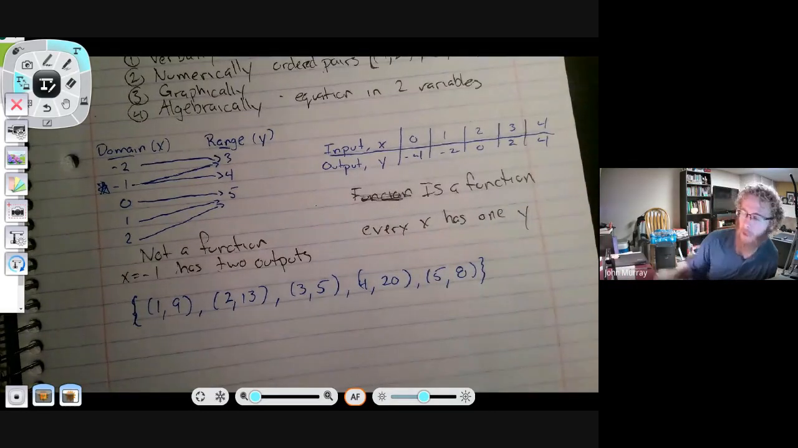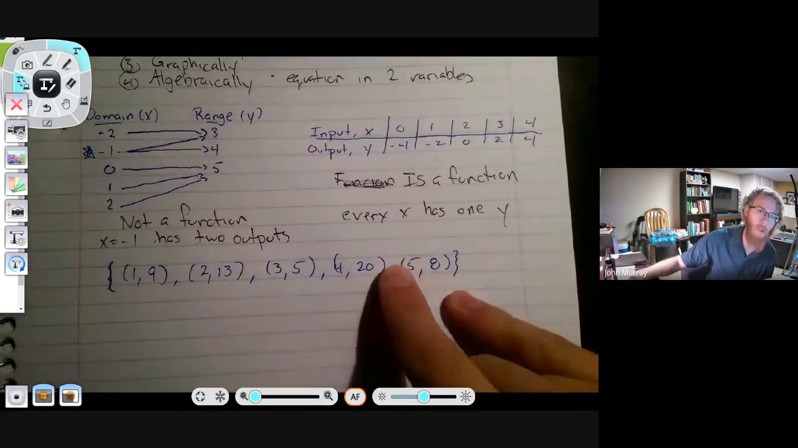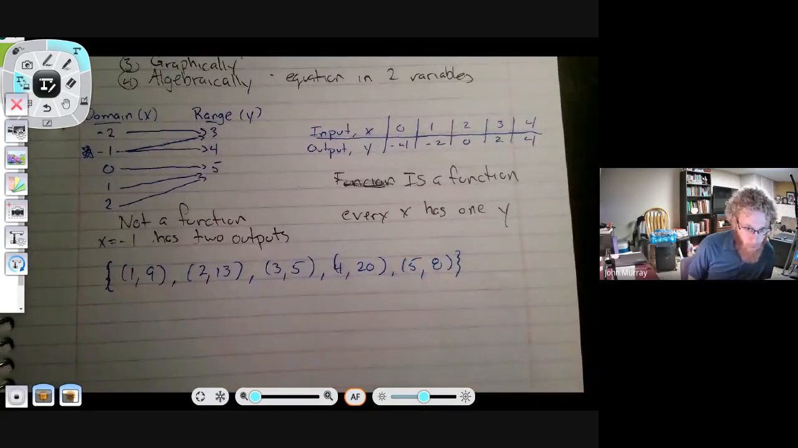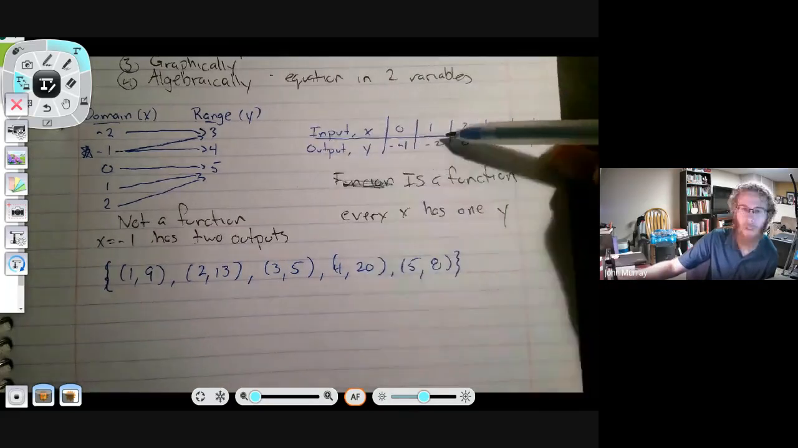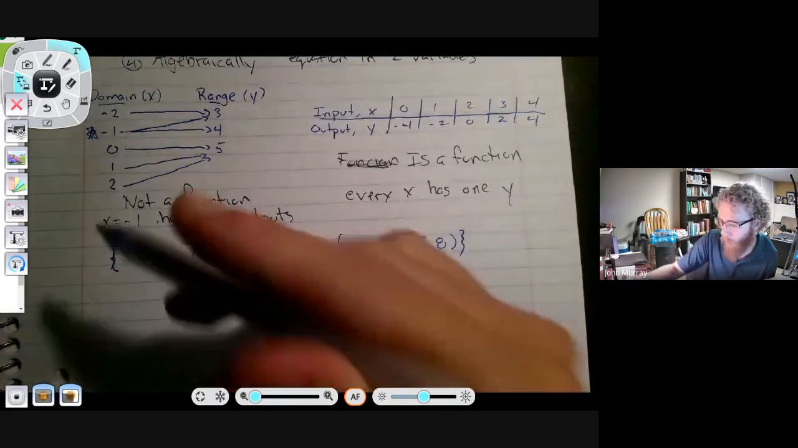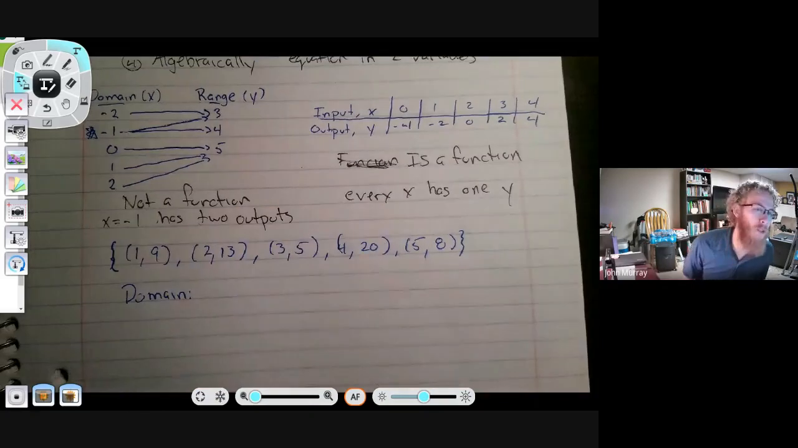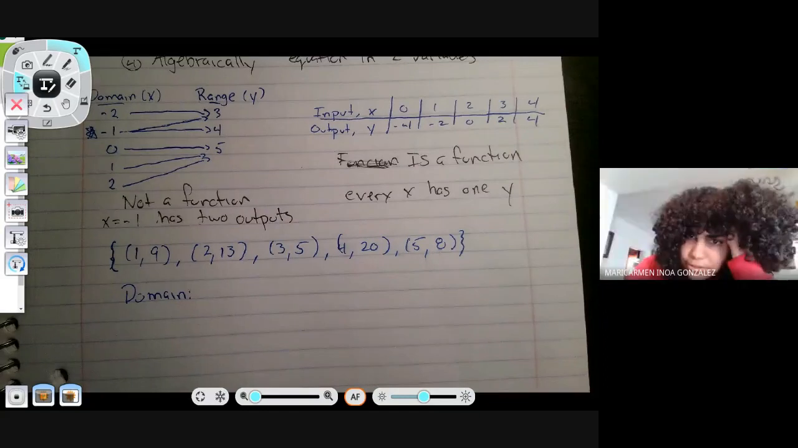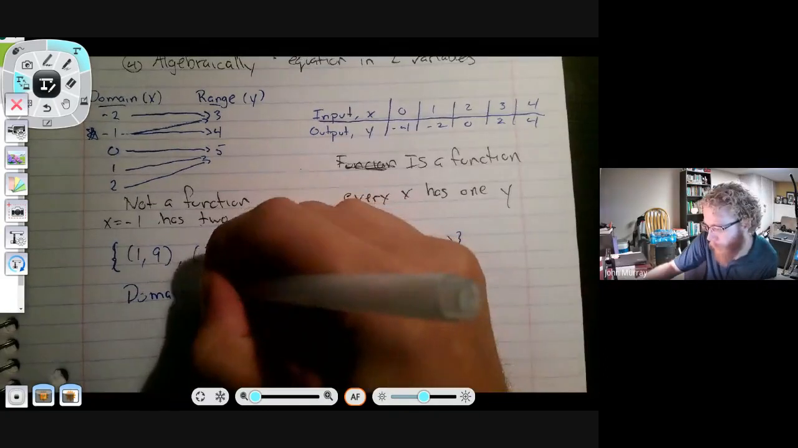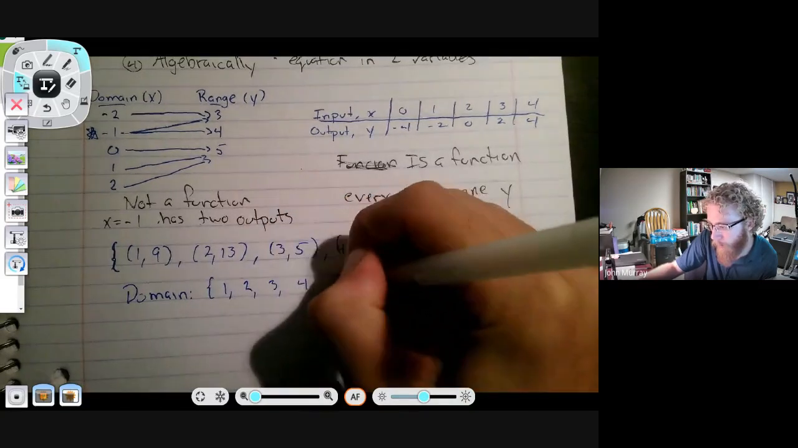All right, so here we have a set. Again, that's set notation. We have a set of ordered pairs. Now, if you're not comfortable with this, you can change this into a table or into a map. Let's do that together. What would our domain elements be? What are my x values? 1, 2, 3, 4, 5. So your domain would be the numbers 1, 2, 3, 4, 5.